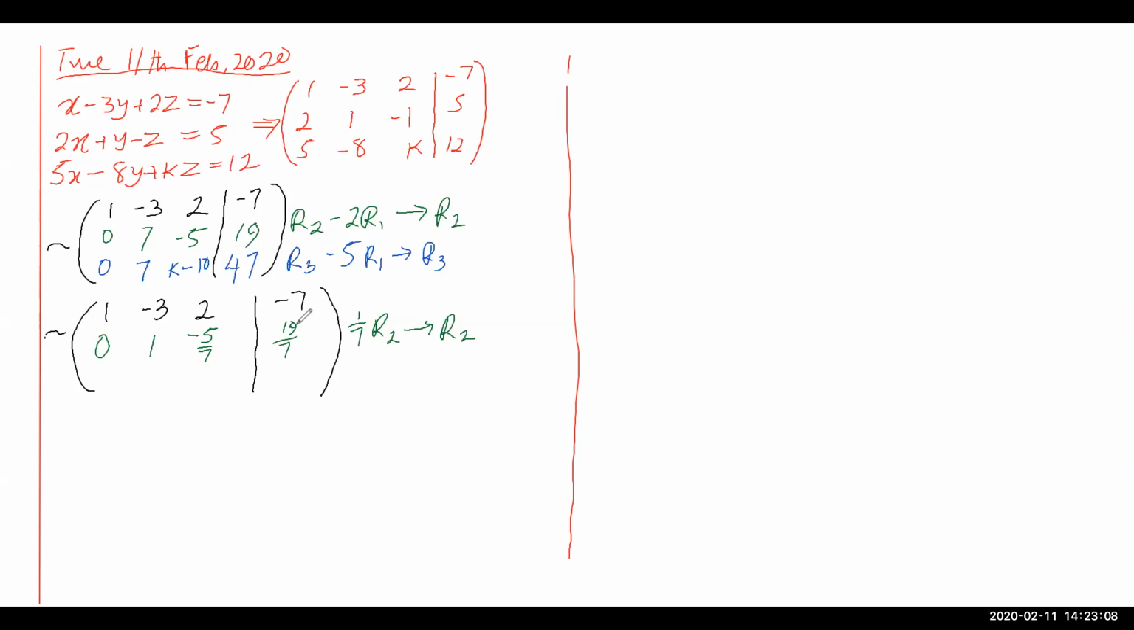Okay, then row 3. So what happens to our row 3? We need this 7 to be 0. What do we do? Okay, Clarissa says row 3 minus row 2 is now the new row 3. Thank you, Clarissa.